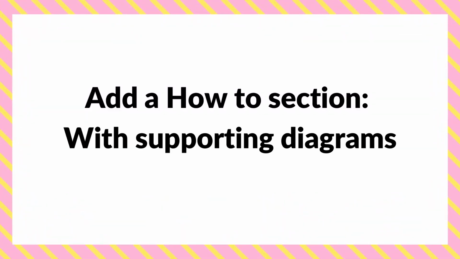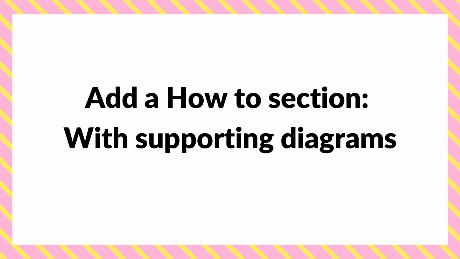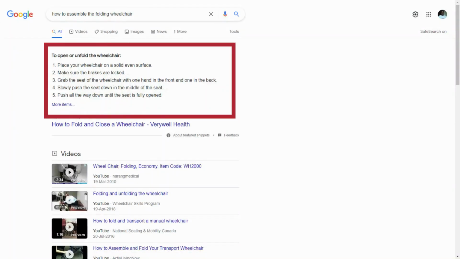Now we come to the 8th point, add a how-to section with supporting diagrams. For example, how to assemble the folding wheelchair, how to download and install software, how to start using the one-pot, one-shot device, how to home wash the lace draperies, and so on. This section is very important for you to make the conversion.